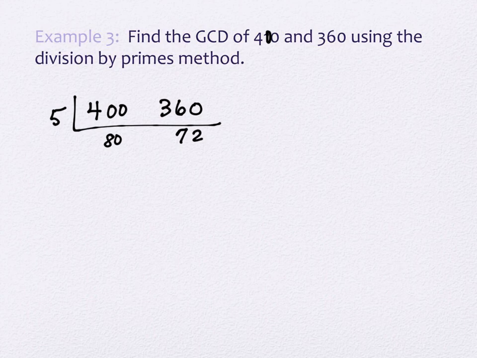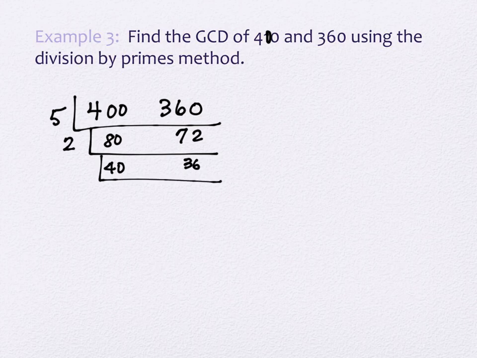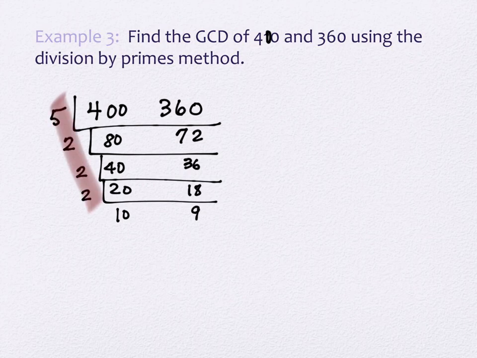Okay, 80 and 72, do they divide by any more primes? Yes, they do. They can divide by a 2. So now we have a 2. What is 80 divided by 2? 40. And 72 divided by 2? 36. Do they divide again by something? Another 2. 20 and 18. And then? Another 2. And that gives me 10 and 9. 10 and 9, do they divide by anything? No. And so right over here, there's your answer.